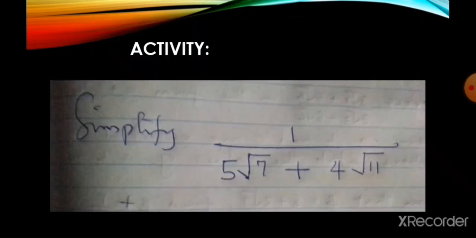But I want us to quickly rationalize this surd that is given here: 1 over 5 root 7 plus 4 root 11. I want us to do it quickly, and you post your answer to me right away on this platform.